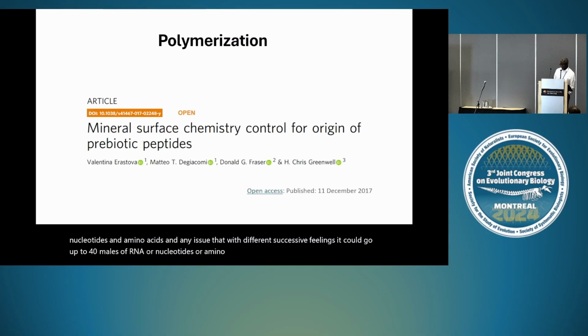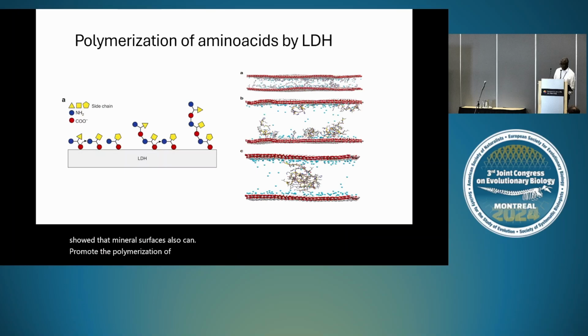And this is the in silico study that showed that mineral surfaces also can promote the polymerization of amino acids. And that polymerization of amino acids in LDH happens, as it does in the ribosome, from the N-terminal to the C-terminal. So there is information that passes from the minerals to the synthesis of proteins in the ribosome.